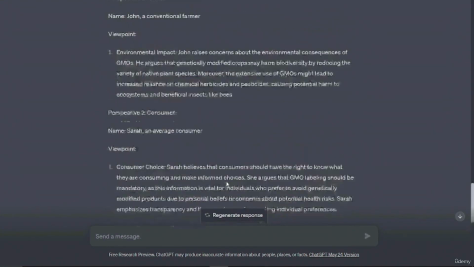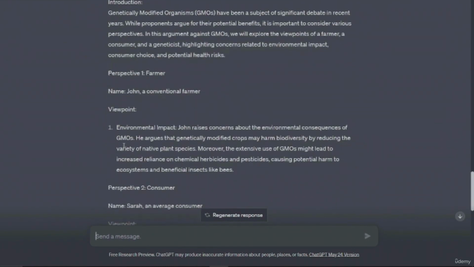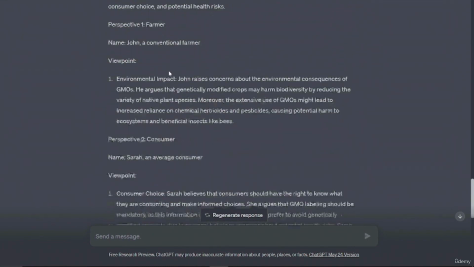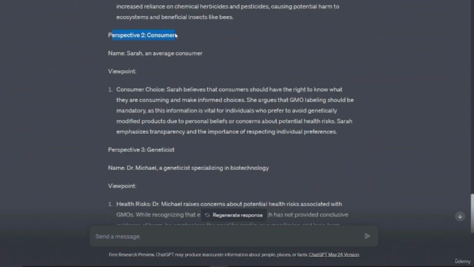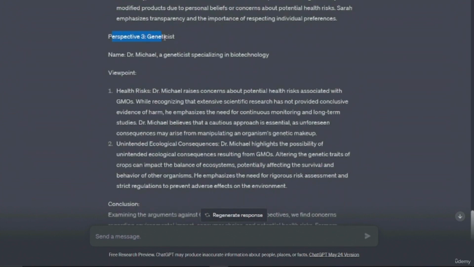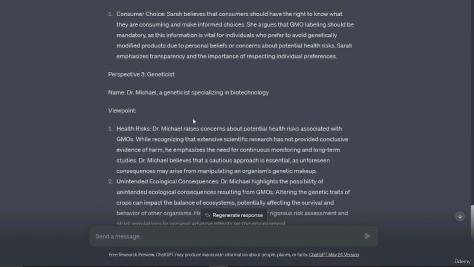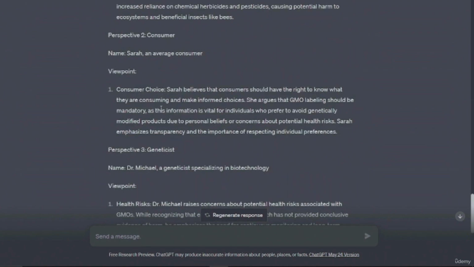As you can see, it gave us 3 different perspectives. Perspective 1 was of the farmer, the second one was of the consumer, and the third was of the geneticist. From here it is a lot clearer to us. You can use 3 different perspectives or as many perspectives as you want in a single prompt, and it will work that out for you with no problem at all.